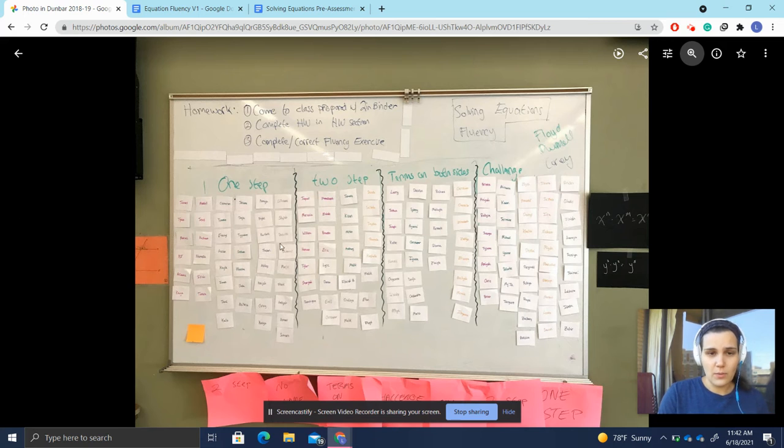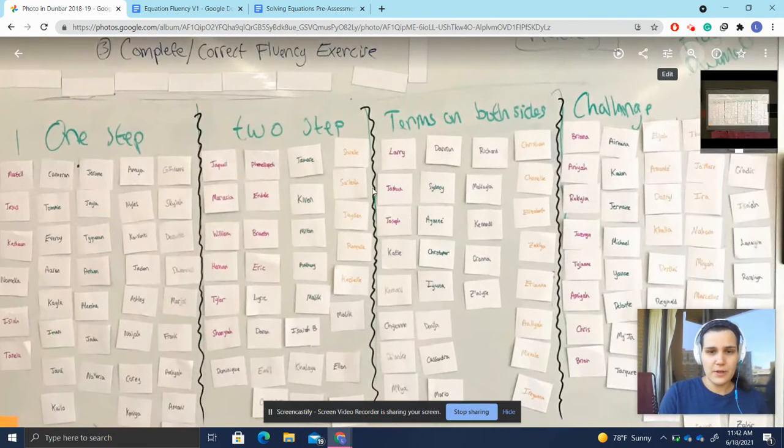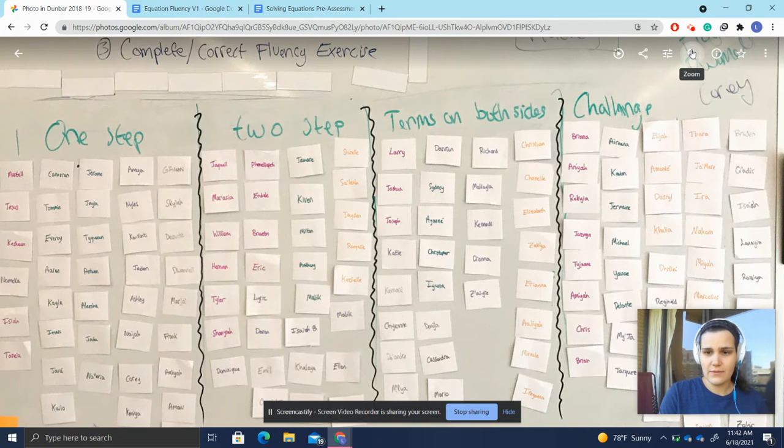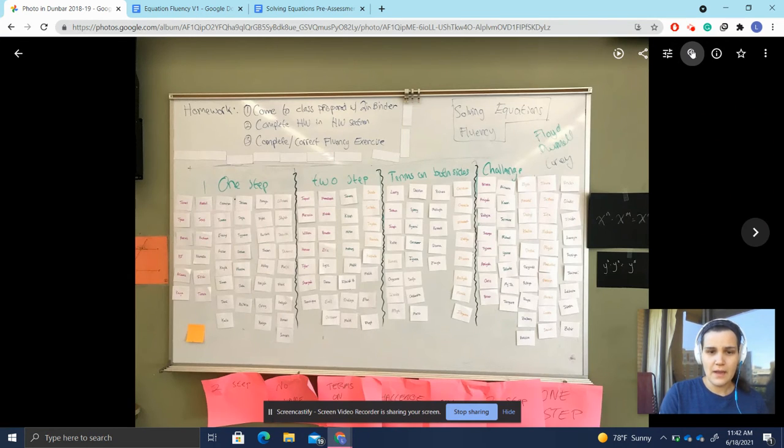The one-step students are in the one-step category, the two-step students are in the two-step category, the terms on both sides are there, and the challenge students are up here. As you can see, the students' names are written in different colors. Those are to identify the different periods that I'm teaching, so students have an easier time to find their name. I know this looks like a lot of names, but students are pretty good at looking at a list and finding themselves.